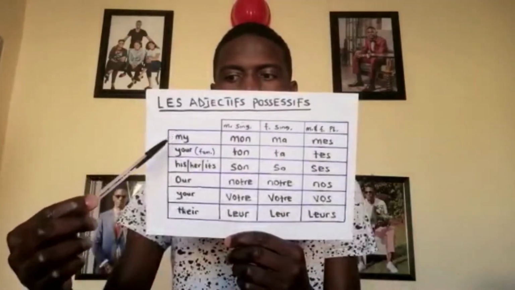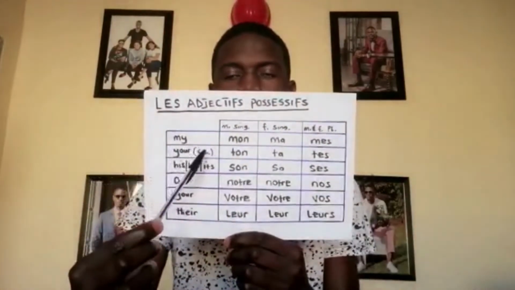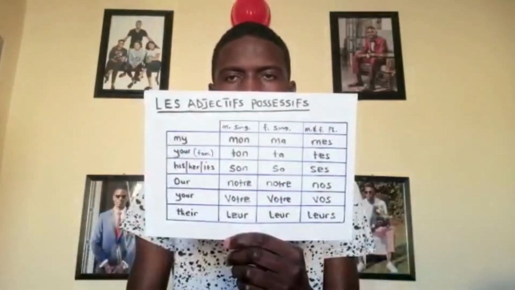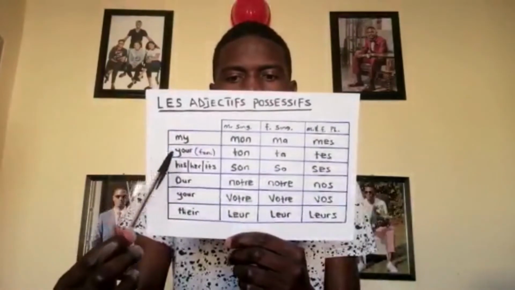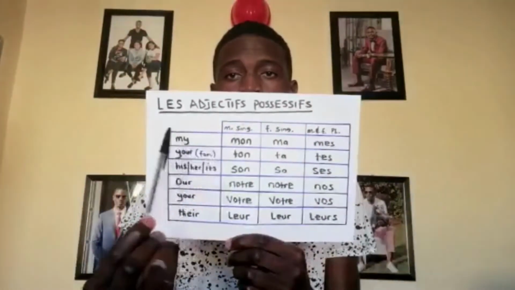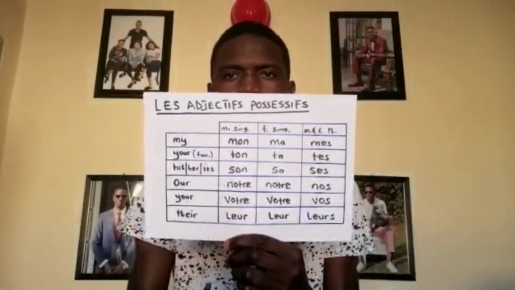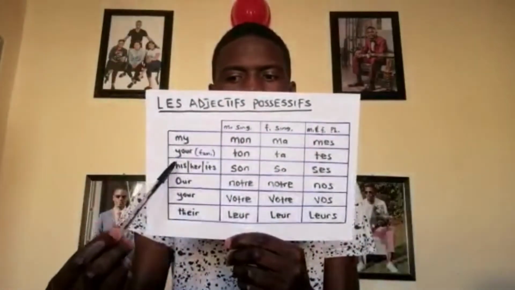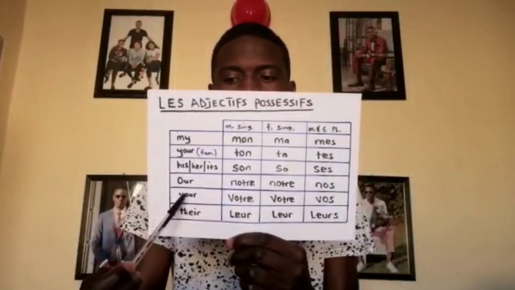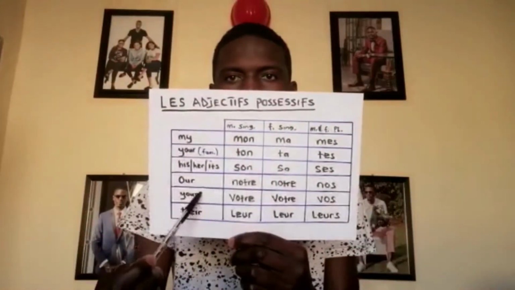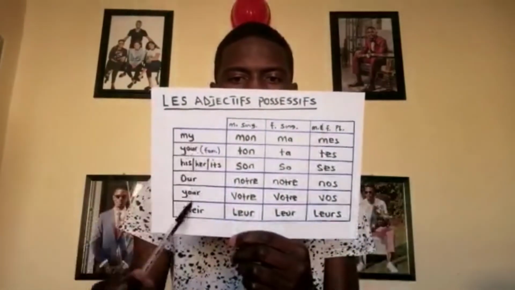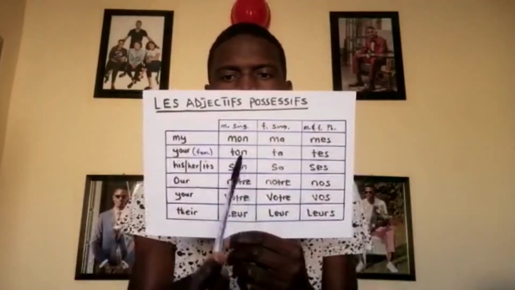We have my, your, which is familiar. Remember, we talked about how if you're talking to a familiar person, there's a different type of subject pronoun that you'd use. So in this case, possessive adjectives would also take the same type of form. We have his, her, its, our, your, this one is formal, and then we have their. So these are translations in English.